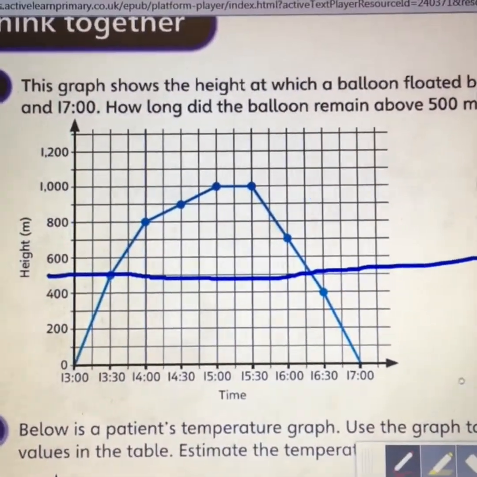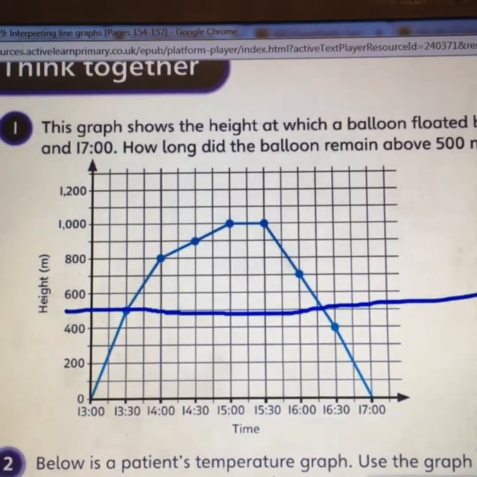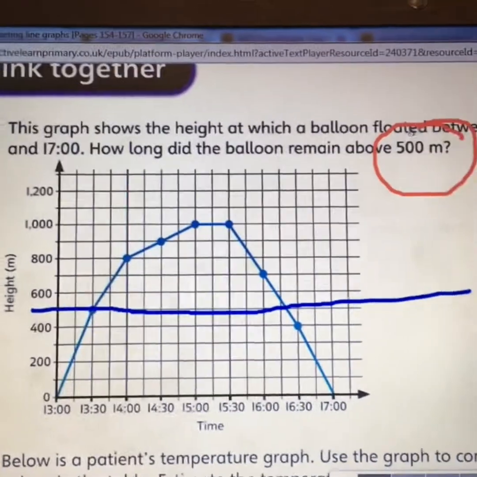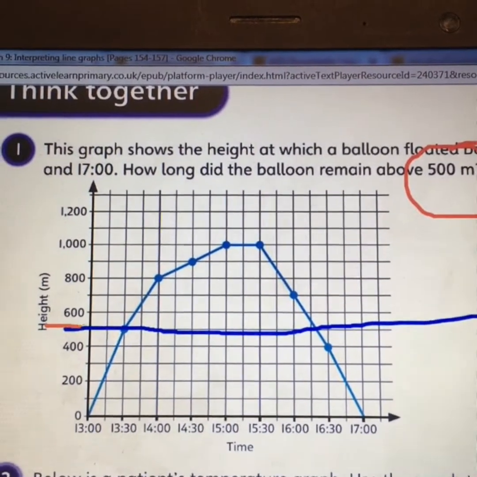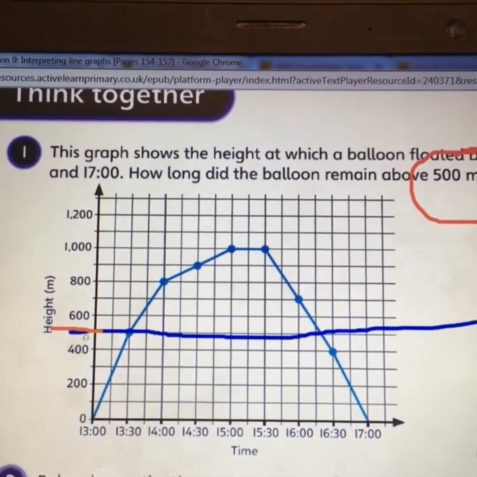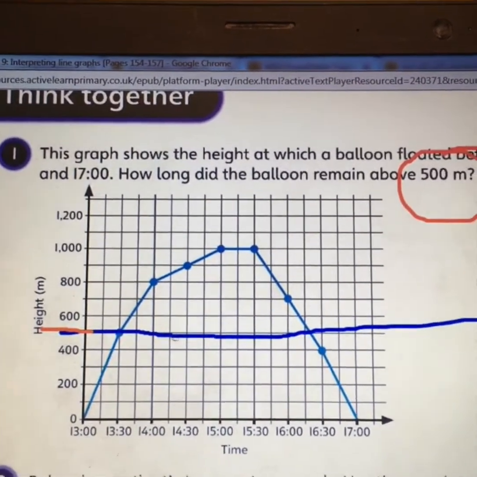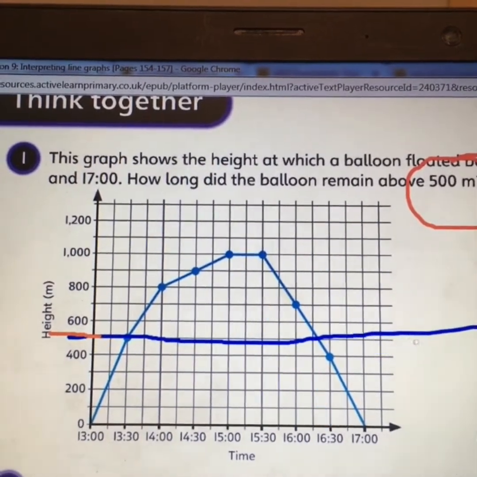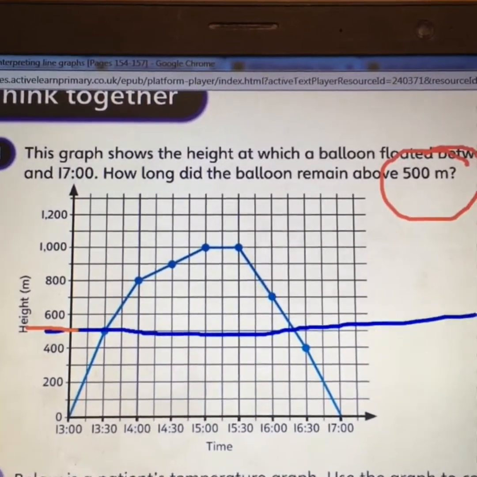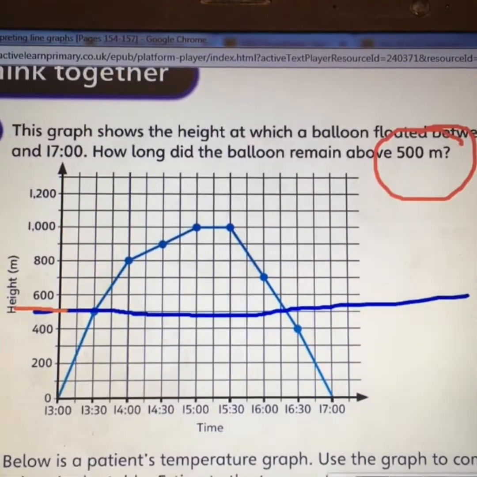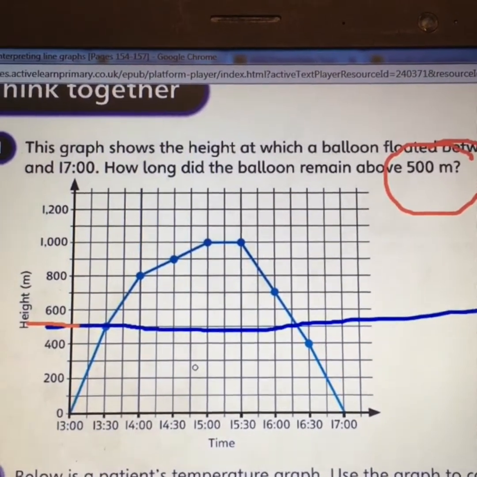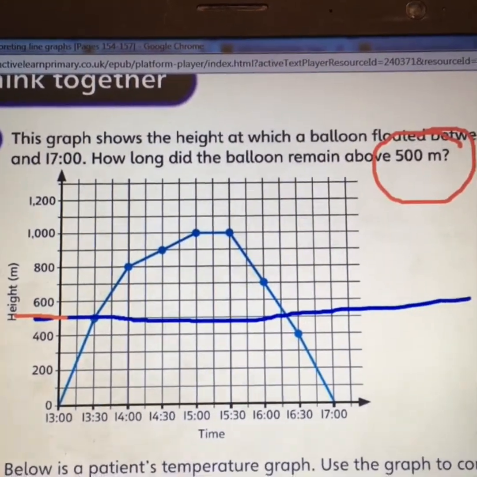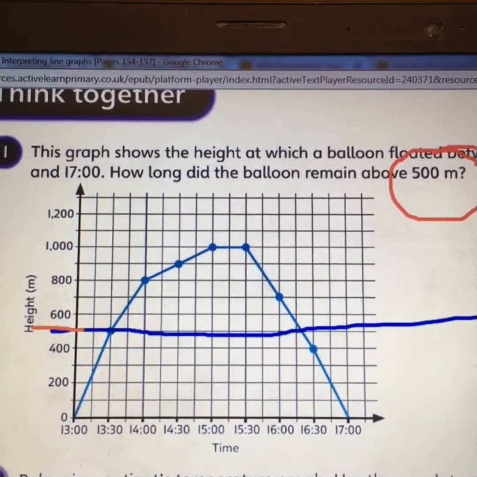Okay then, answer time. So I wanted to know how long the balloon remained above 500 metres. So I've gone up the y-axis, I've found 500 metres, which is halfway between 600 and 400, and I've drawn a perfectly straight line with a ruler, as you can see, all the way across the graph. Unfortunately, this doesn't let me draw straight lines on it, which is a little bit tricky. So I've had to do it freestyle, so yours will obviously be much straighter than this. Right. I now want to find out what time it went above 500 metres.